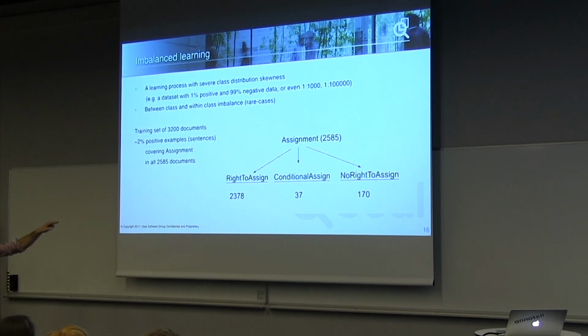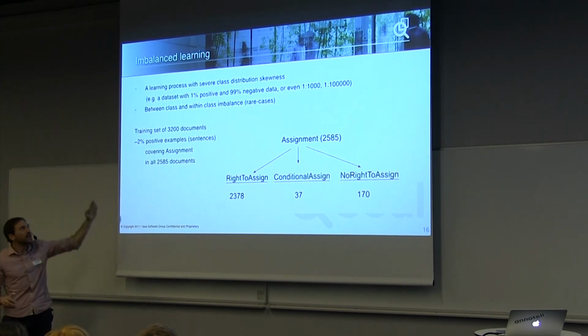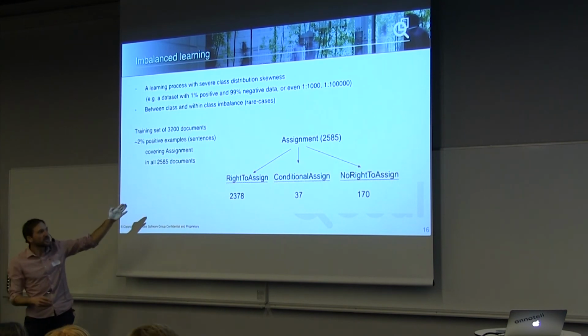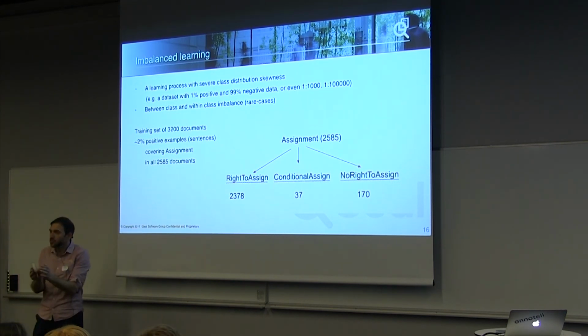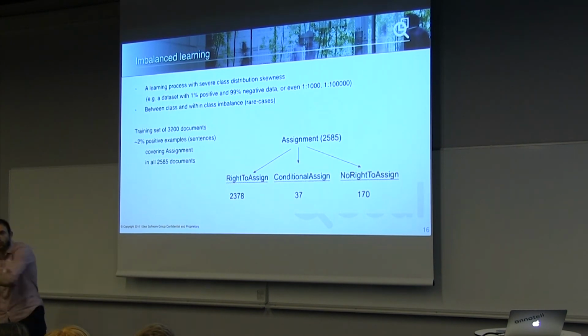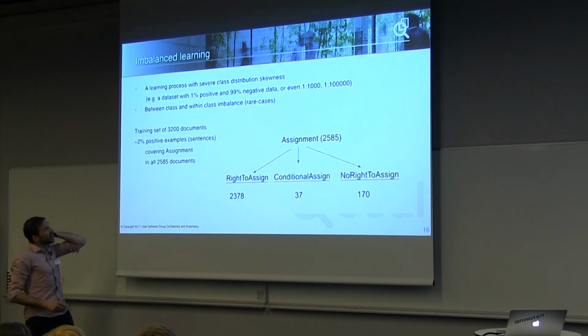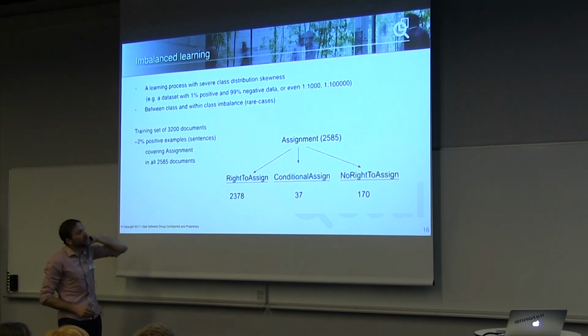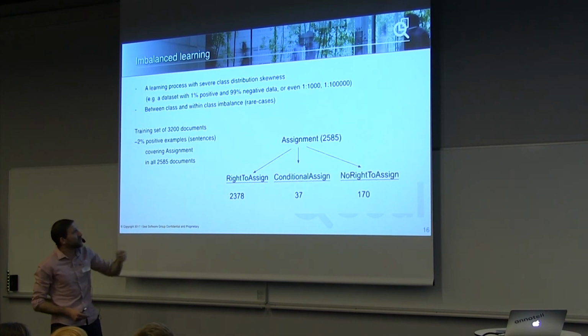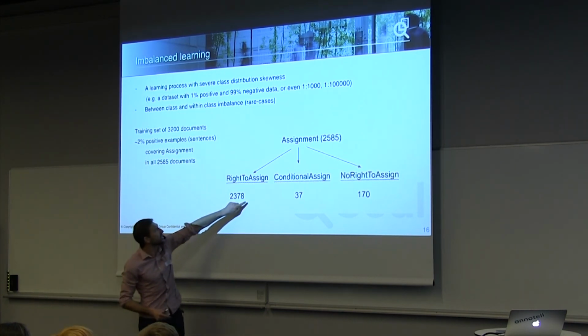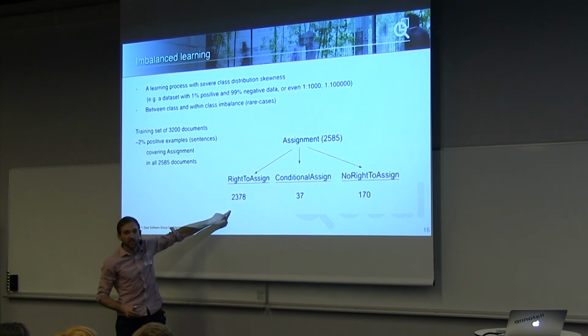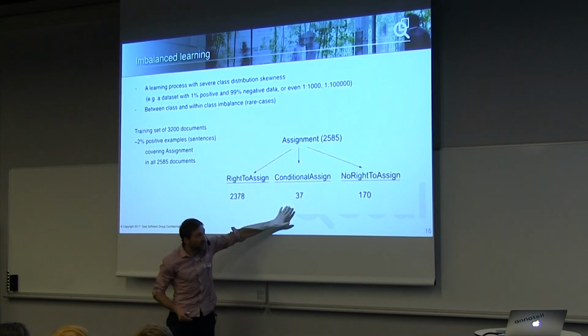Now, I want to show you that there are differences not only between the two classes, positive and negative, but also within a class. Assignment, or assignable, is one example. It is usually divided into three things: the right to assign something, the right to assign under a certain condition, or you don't give the right to assign. In our training data set we have 200 assignment examples, but what we see here is that the right to assign is significantly larger. Conditional is very, very small.